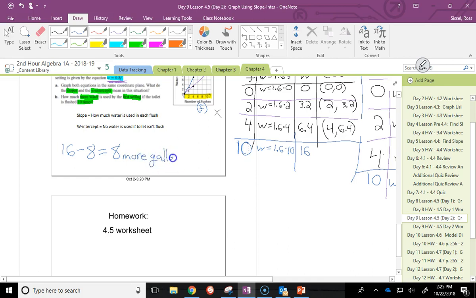So we'd say 8 more gallons are used by the first toilet if flushed 10 times.